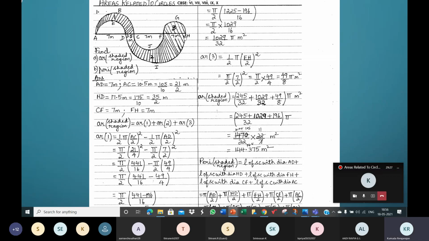What about HD? HD is the diameter of the semicircle HID. So how much is HD? HD is 7 plus 7 plus 3.5, 17.5, which is 175 by 10 or 35 by 2.